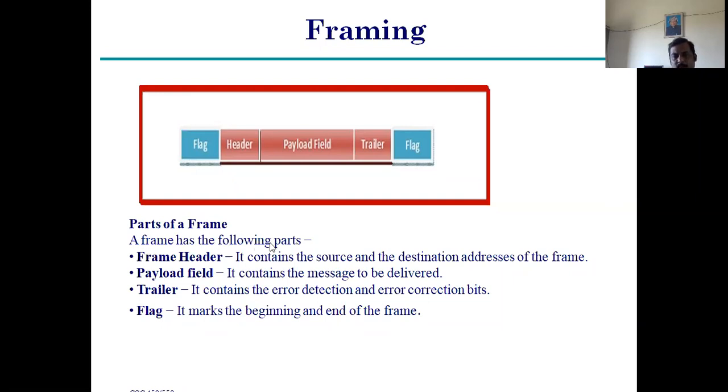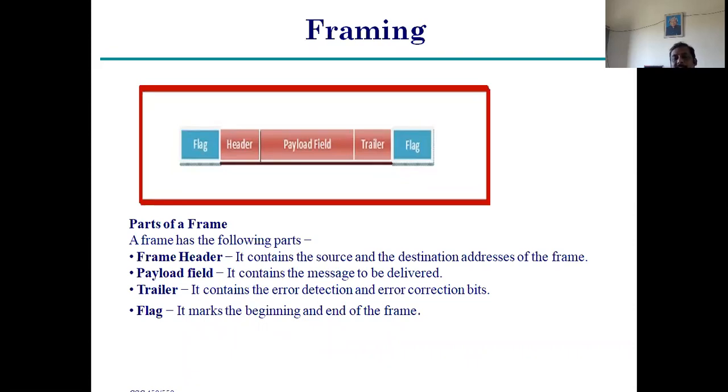So here are the parts of a frame. A frame has the following parts: frame header, payload, trailer, flag. Flag marks the beginning and ending of the frame. Here, if the flag is set to 1, that entire frame is transmitted. If the flag is 0, that is an unused frame. So 1 means an enabled frame.